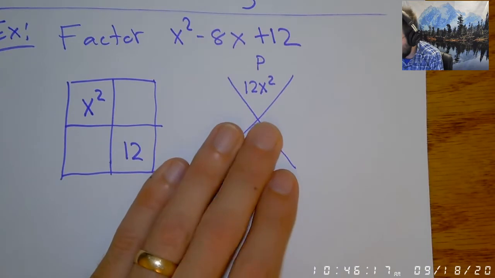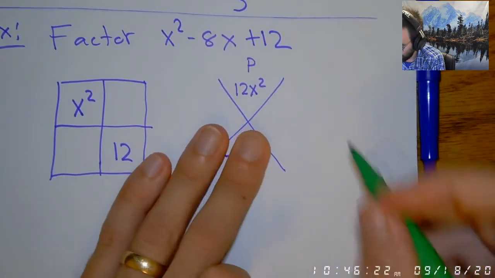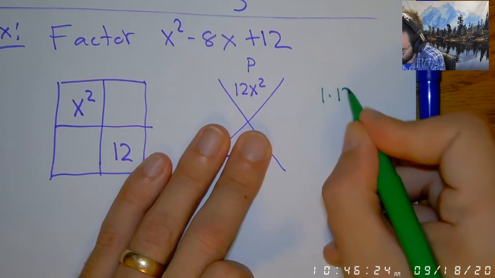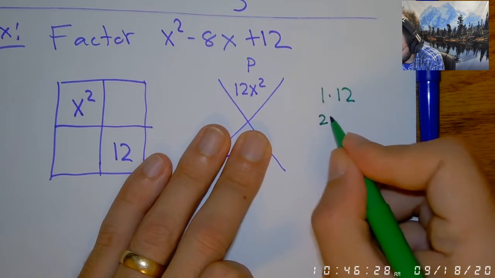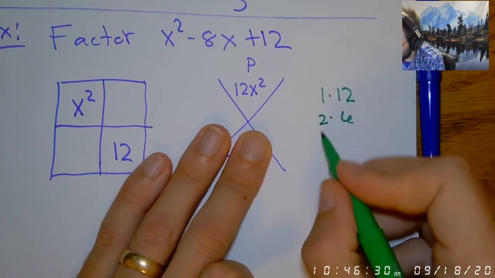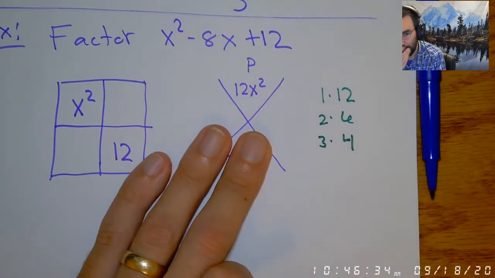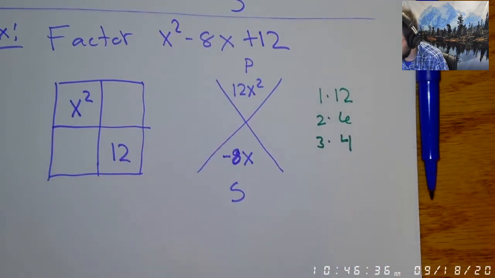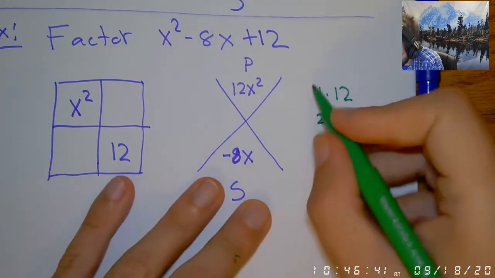So first, I'm going to think of how can I multiply to get to 12? So I might have 1 times 12. I might have 2 times 6. I might have 3 times 4. Okay. And I think that's it. So these are all the ways I can multiply to 12.